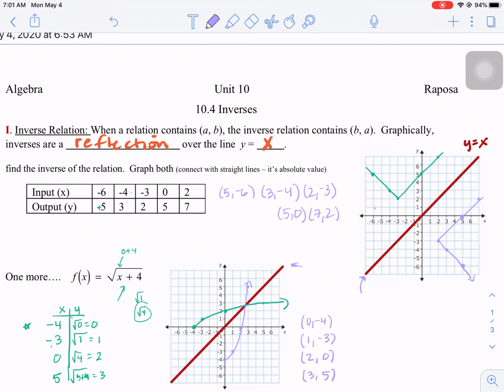You're going to pause this for a moment. You're going to take a break and do a few problems that have to do with graphing inverses, and then you'll come back and do part 2 of the notes.